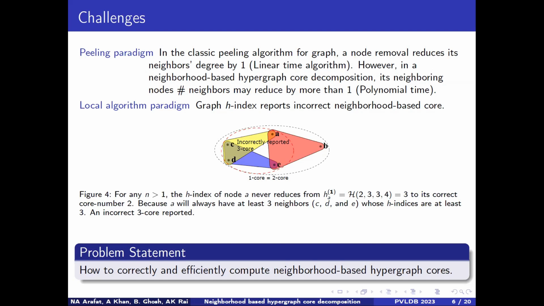In this figure, the H-index of node A remains 3 since it has 3 neighbors with H-indexes 3 or higher. However, A is not in the 3 core, but it is in the 2 core. The problem arises because when the node B, which is in the 2 core, is deleted, A and E are no longer neighbors since the red hyperedge is not present anymore due to the deletion of B. This makes applying a local algorithm challenging and incorrect for our problem.